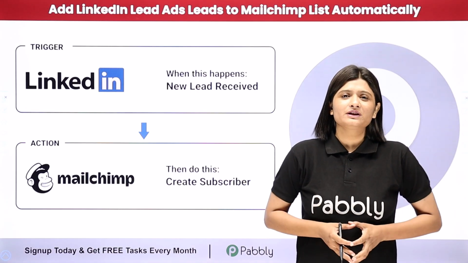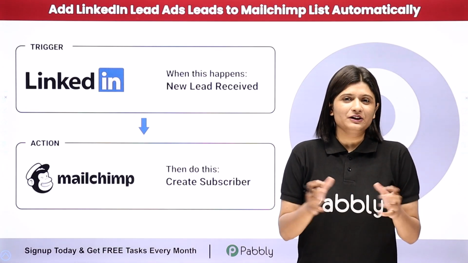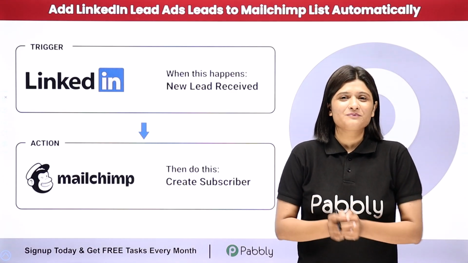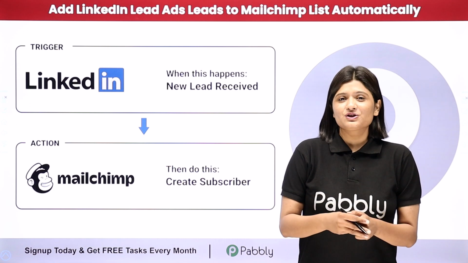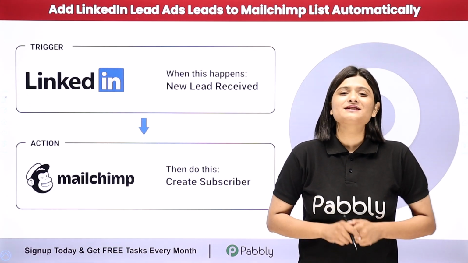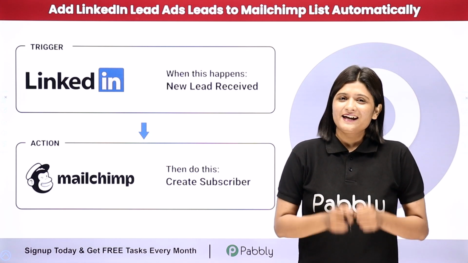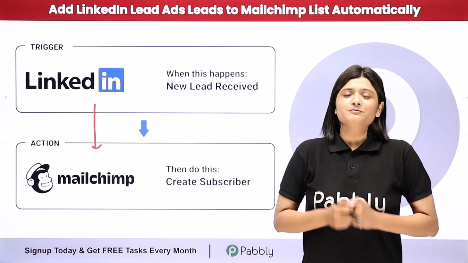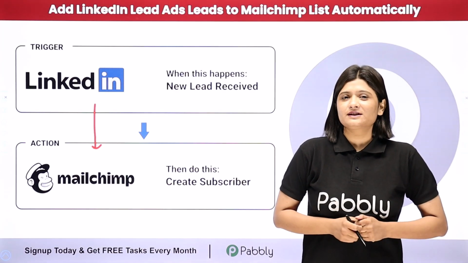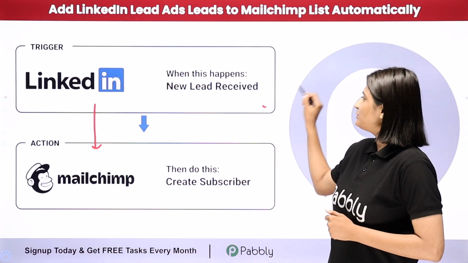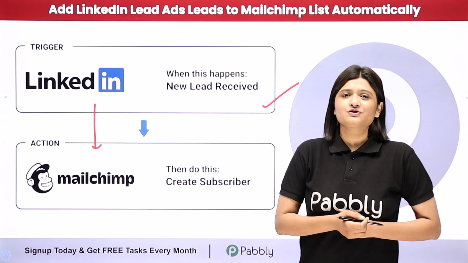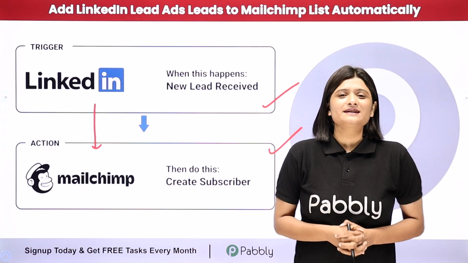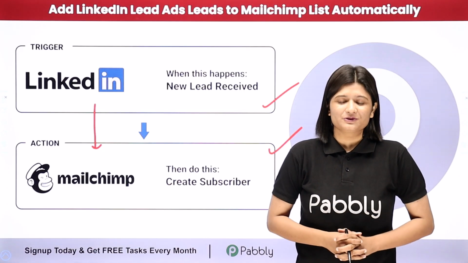Now doing this manually will consume a lot of my time, so I've completely automated this process, and to do this automation, I'm going to use Pabbly Connect. So Pabbly Connect is an amazing automation and integration software which requires no coding or programming skills. Here I just need to build connection between this LinkedIn and Mailchimp. With the help of Pabbly Connect, I am going to build this connection in such a way that whenever I am going to receive a new lead from LinkedIn, automatically this should be created as a subscriber in my Mailchimp account. Now if you want to learn the step-by-step process, then let me take you all to my screen.